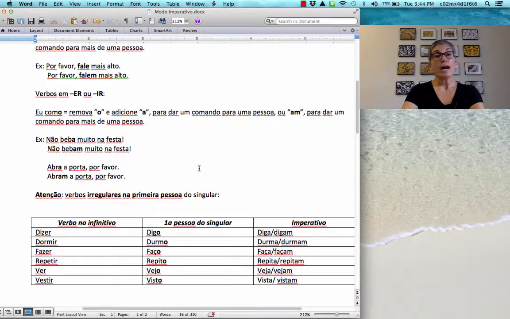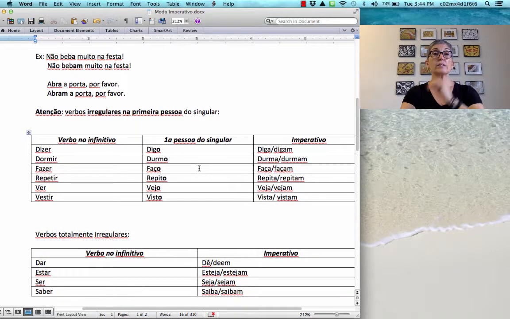If the verbs end in ER or IR, for example, the verb comer. Remova o O e adicione A para dar comando para uma pessoa ou para dar comando para mais de uma pessoa. So, for example, o verbo beber. So, don't drink a lot at the party. Não beba muito na festa. If I am talking to all of you, the whole group, I'm going to say, não bebam muito na festa. And it's the same thing for IR verbs, okay? Então, abro. Remove the O and add A ou am. Abra a porta, por favor. So, open the door, please. Or, you guys, please open the door. Abram a porta, por favor.